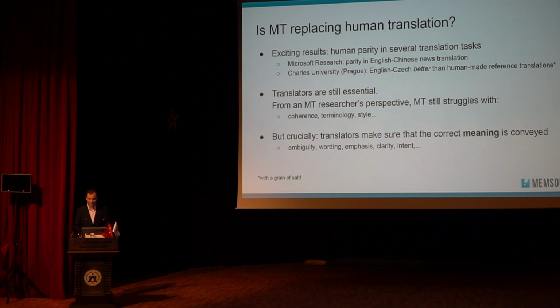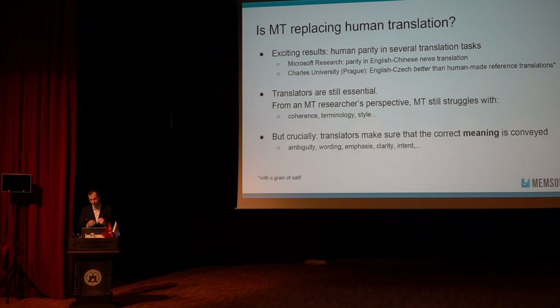It's, I think, without discussion that translators are and will be essentially indispensable for many years to come. And from the perspective of a machine translation researcher, I could say that machine translation struggles with things like coherence, terminology, style, and as a researcher I might try to formulate this in some mathematical way and then propose models that solve this problem somehow better. But I think the crucial point really is that as a translator you are responsible.